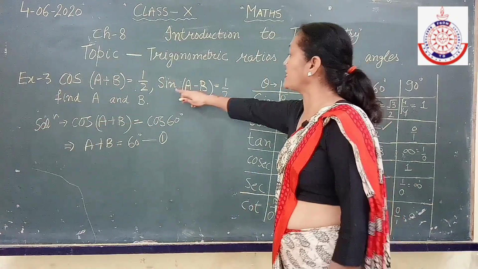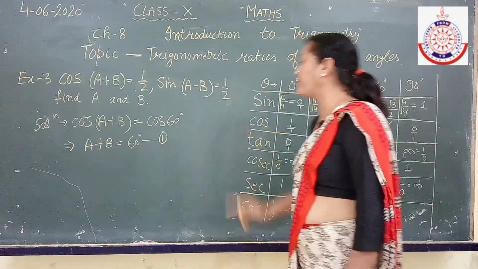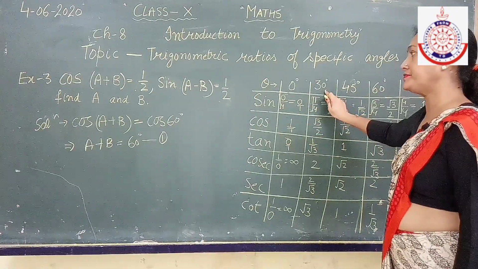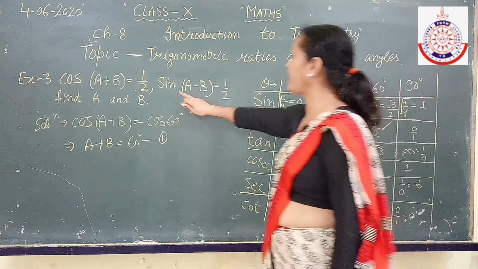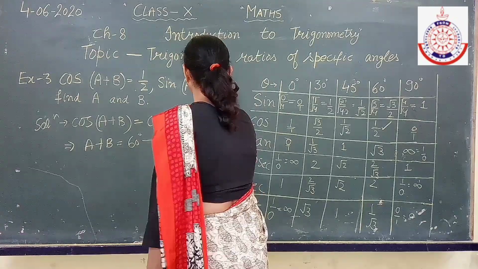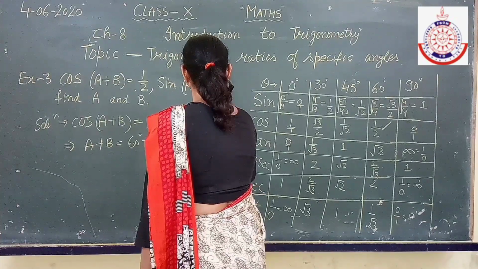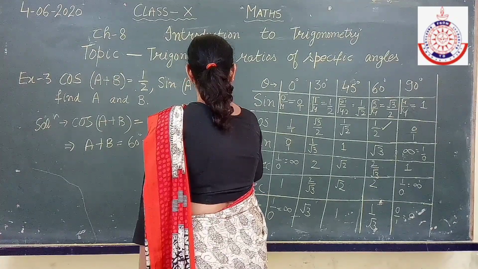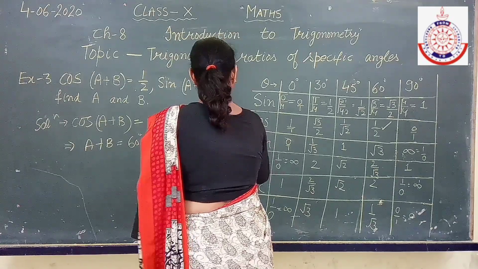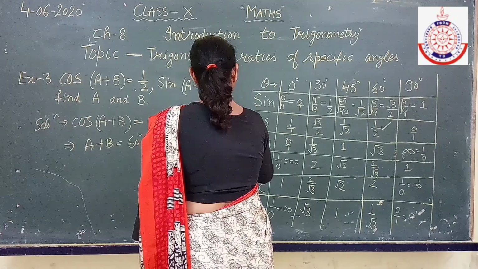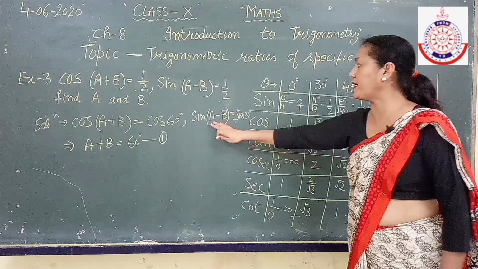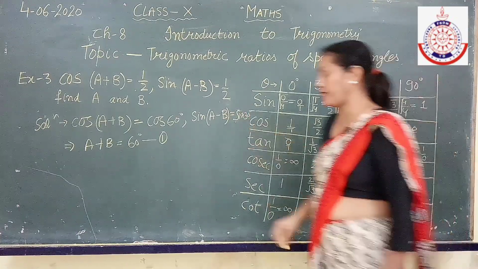In the same way, sin(a minus b) is half. Now in the table of sine, where are you getting half? At 30 degree. So in the same way we'll write sin(a minus b) equals half, meaning sin 30 degree. Now sin and sin go, and we will get a minus b equals 30 degree.